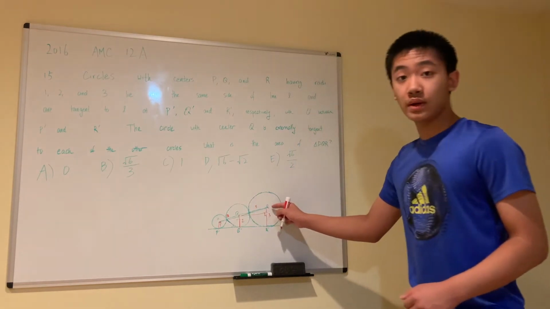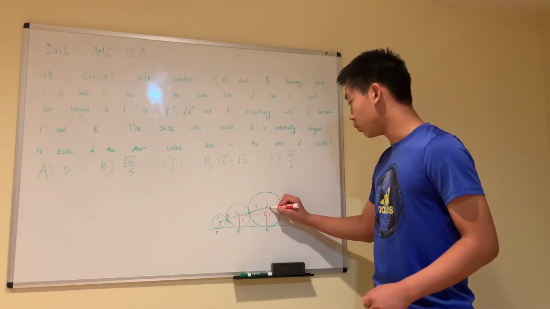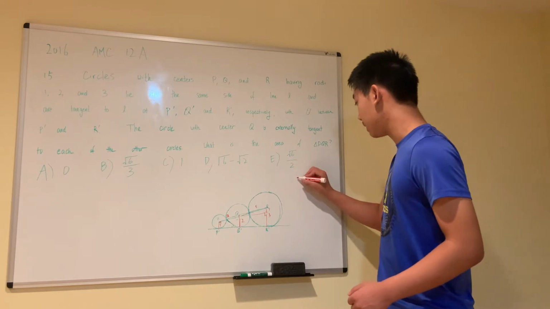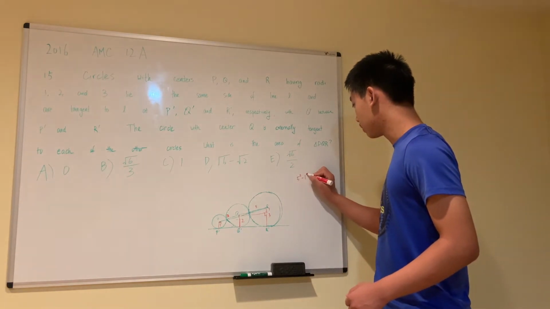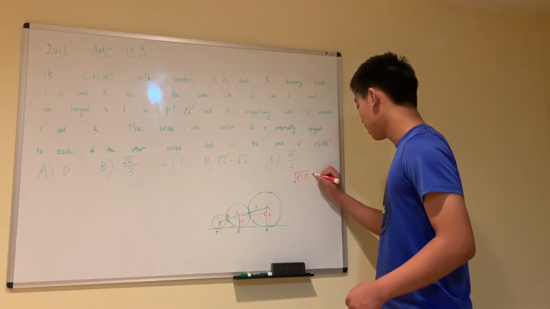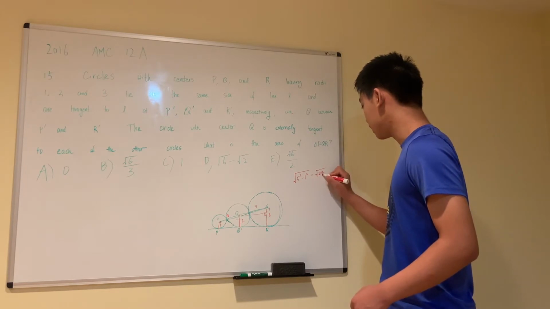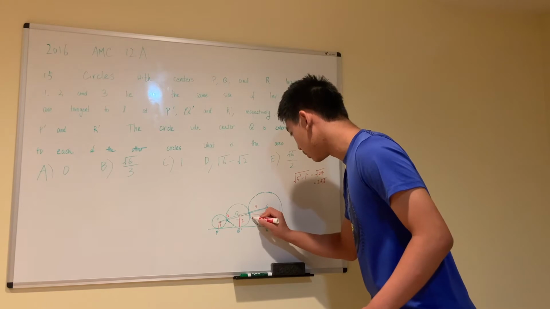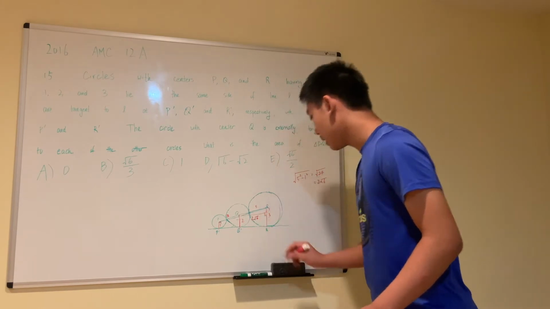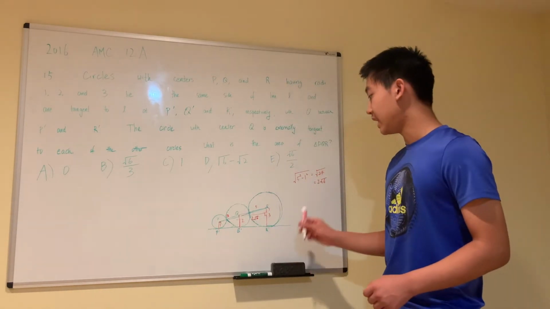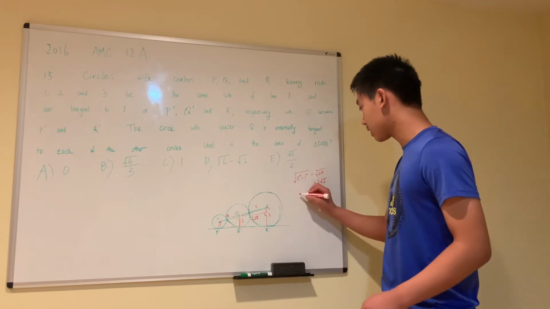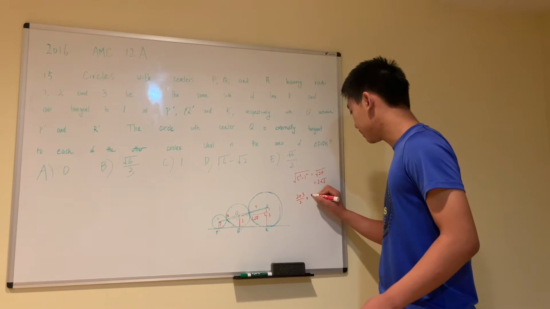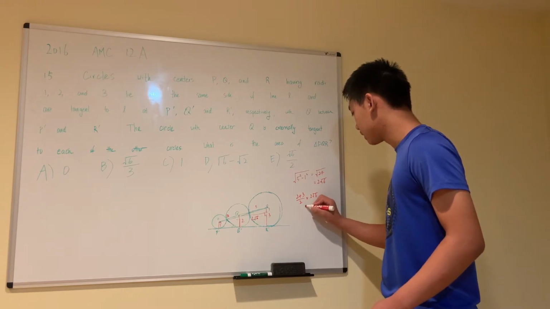This distance right here is going to be 3 minus 2, which is 1. Using the Pythagorean theorem, this altitude is going to be the square root of 5 squared minus 1 squared, the square root of 24, which is 2 root 6. So this value is going to be 2 root 6. Next we can find the area here. The area is just going to be (2 plus 3) over 2 times 2 root 6, and this is going to be 5 root 6.